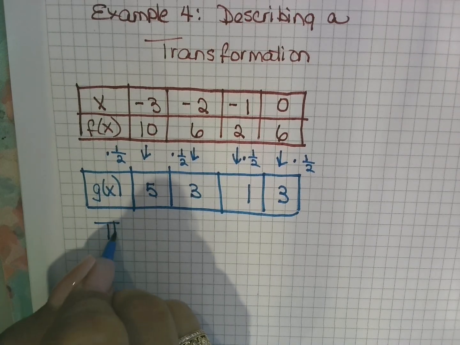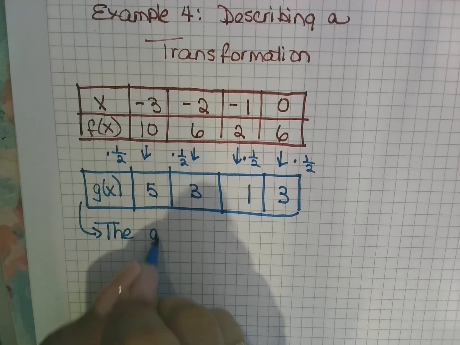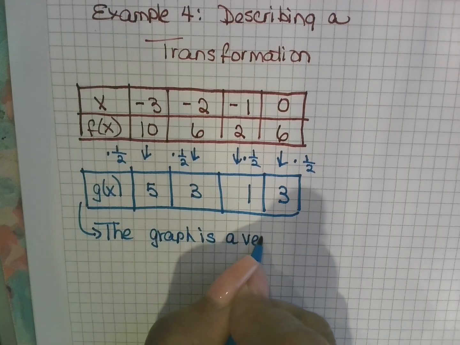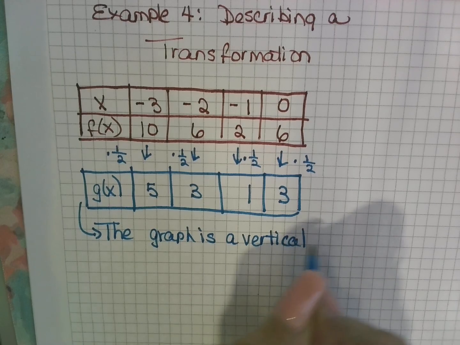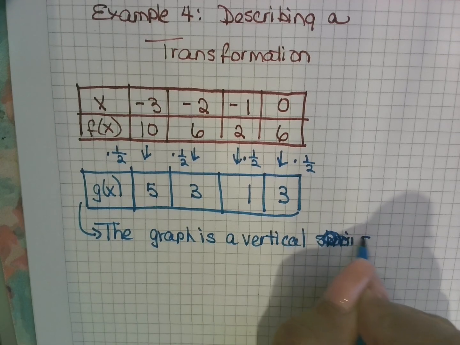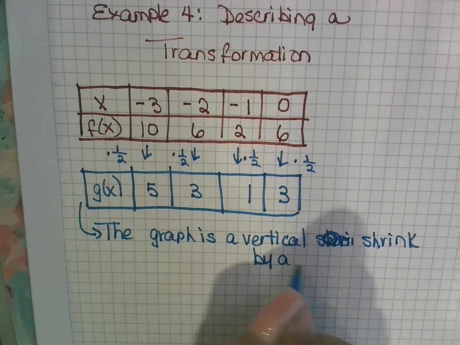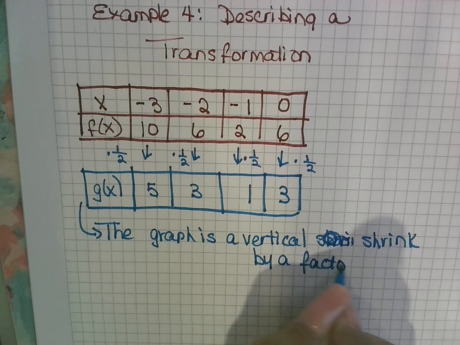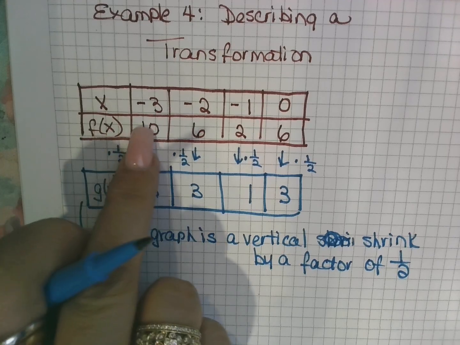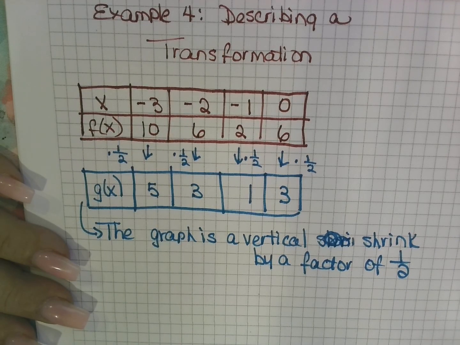This graph, g of x, is the one I'm talking about. The graph is a vertical, because it's happening outside, shrink by a factor of 1/2. Remember, it happens outside. It happens to the final result here. You just multiply it by 1/2. Okay?